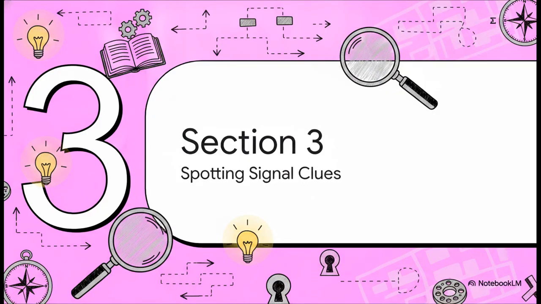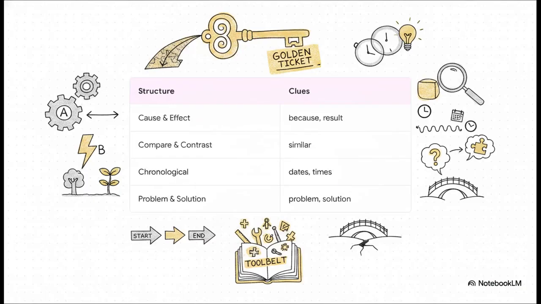All right, let's switch gears. Section 3, spotting the signal clues. So, we've got our 4 main structures, but how do you actually know which one you're reading without just guessing? Well, it's time to do a little detective work. You need to look for the hidden signal words that give the author's structure away immediately.